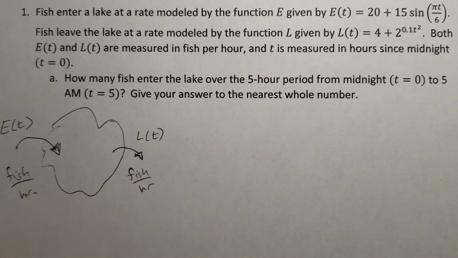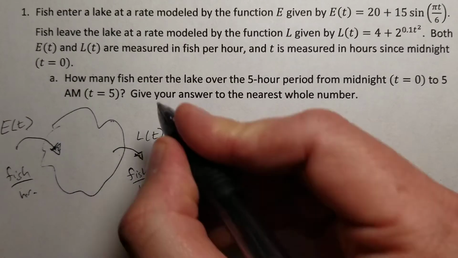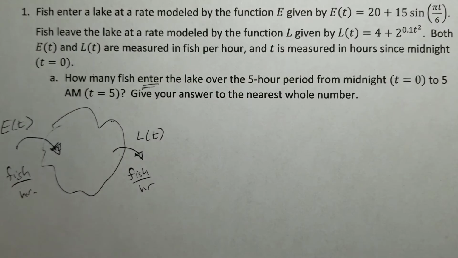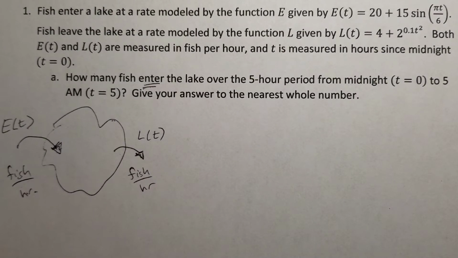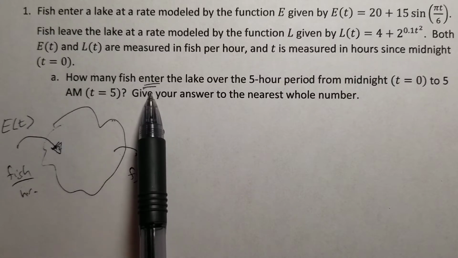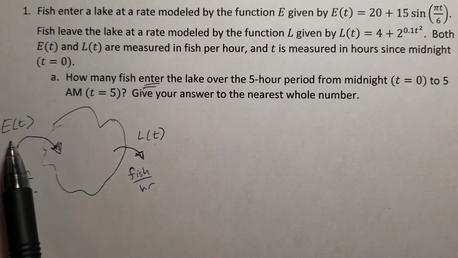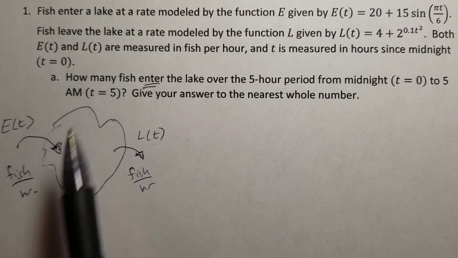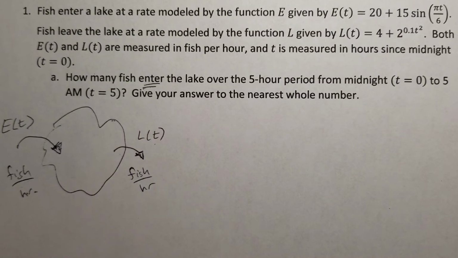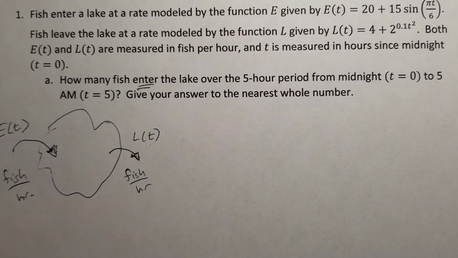All right, let's go ahead and read letter A. A says how many fish enter the lake over the 5-hour period from midnight, t equals 0, to 5 a.m., t equals 5. Give your answer to the nearest whole number. So if I just want fish entering the lake, I want E of t. And if I'm doing that from 0 to 5, I'm probably going to need an answer that takes into account an interval of time.